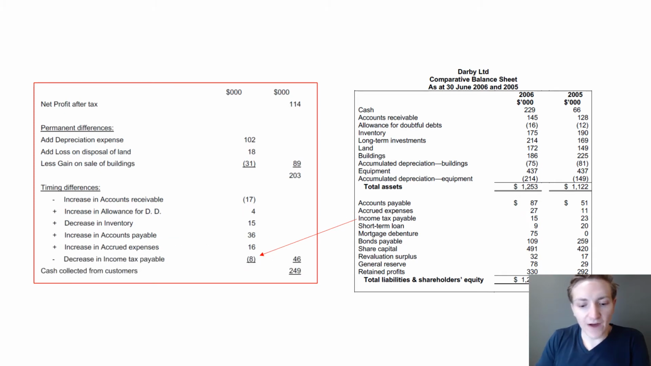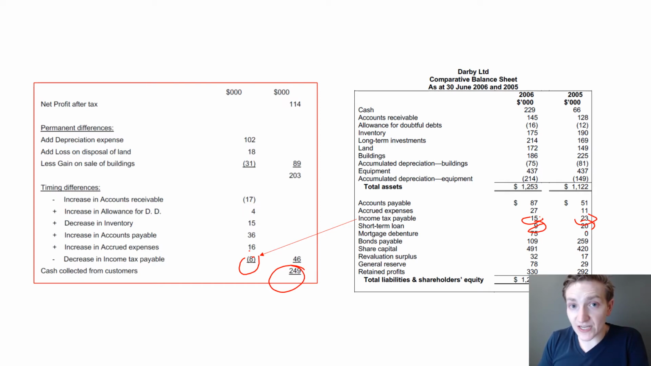So the next thing we can finally do is deal with our income tax payable. Now here the income tax payable decreased. The income tax payable went from 23 to 15. What that suggests is that the firm has paid off $8 worth of income tax. This represents a cash outflow, and in particular an operating cash outflow. As a result, you're going to need to subtract that off. So you subtract off the decrease in your income tax payable. The overall result then is your cash collected from customers overall ends up being $249 in this case.